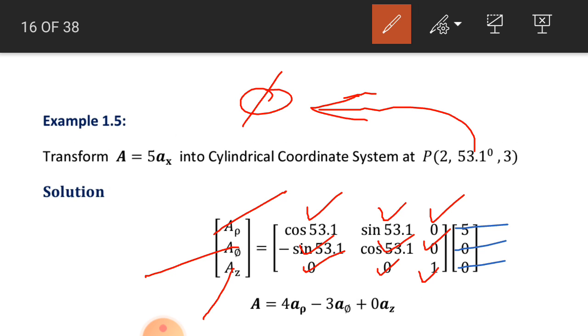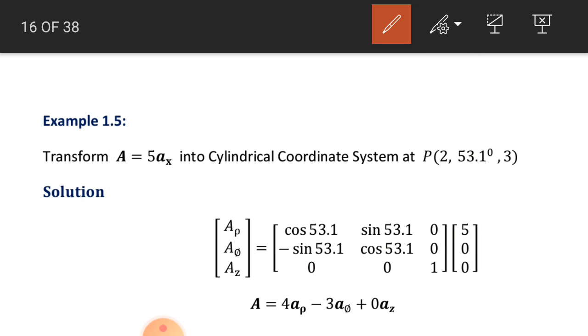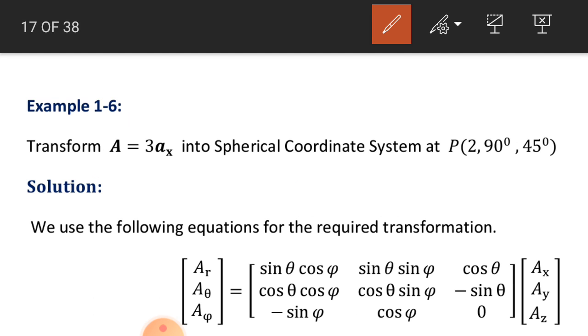So we transform this vector from the rectangular coordinate system into the cylindrical coordinate system with the help of these equations, with the help of these matrices. So here is A. In the cylindrical coordinate system, A will be equal to 4Aρ minus 3Aφ plus 0Az. So we have transformed this vector from the rectangular coordinate system into the cylindrical coordinate system.